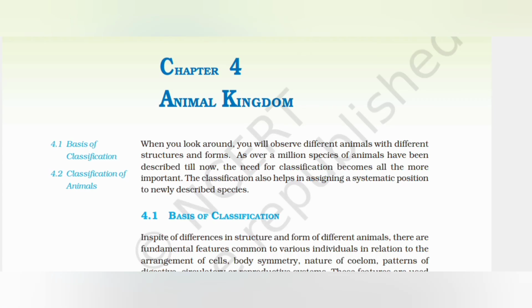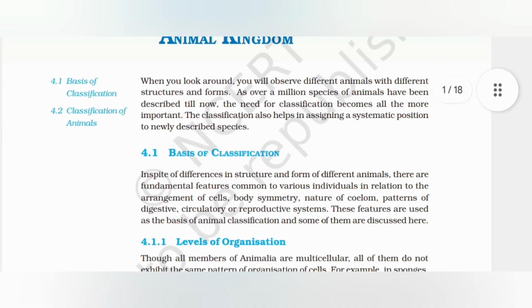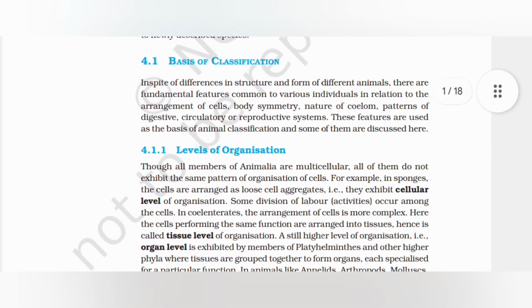Chapter 4: Animal Kingdom. When you look around you, you will observe different animals with different structure and form. As over a million species of animal have been described till now, the need for classification becomes all the more important. The classification also helps in assigning a systematic position to newly described species. 4.1 Basis of classification.